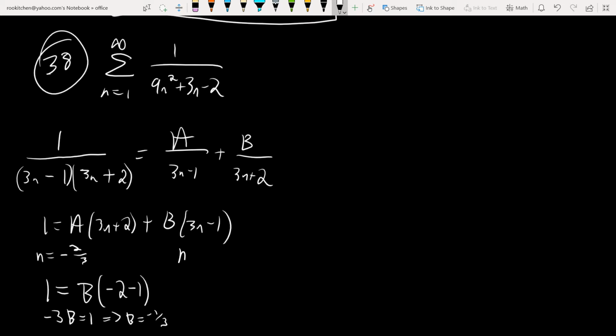Okay. And try n equals, I guess, 1/3. So 1 will equal A times (3 times 1/3 is 1, and then plus 2), and then the B part will be 0. So I'll get 1 equals 3A. In other words, A equals 1/3.